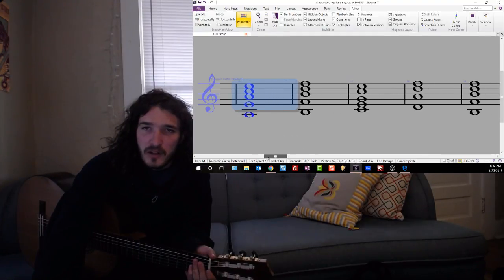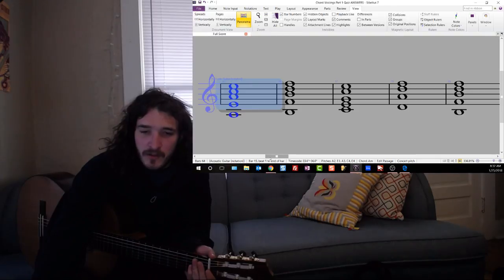What is this next one? Again, this is all about repetition. This is the 15th chord that we've done today.